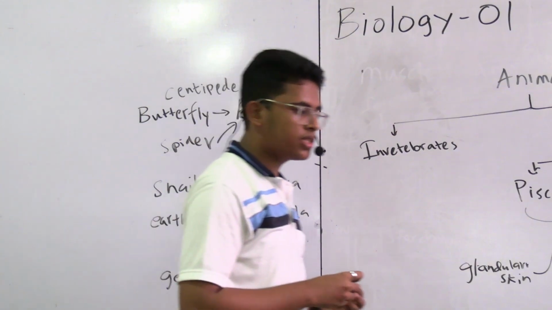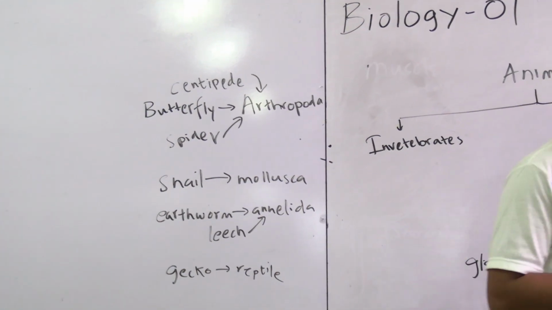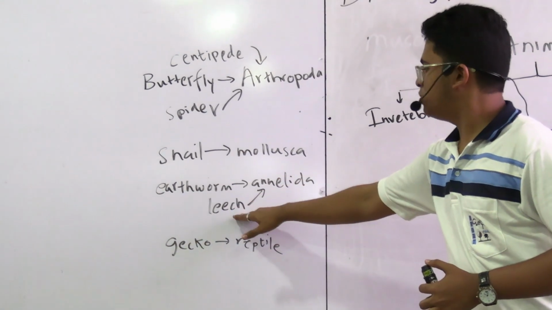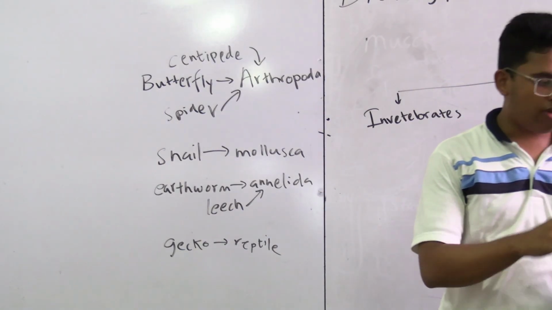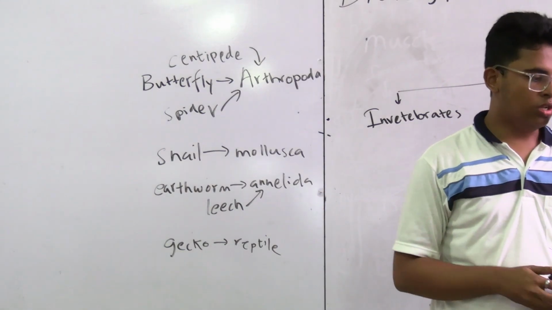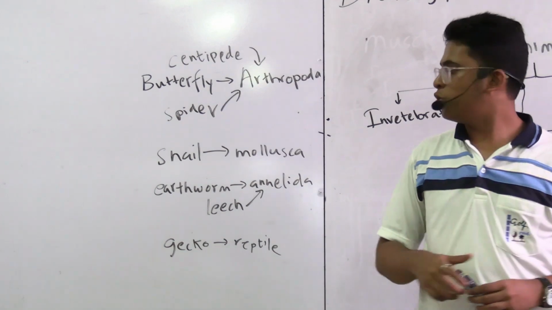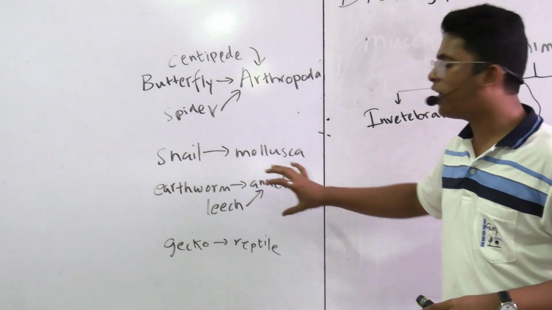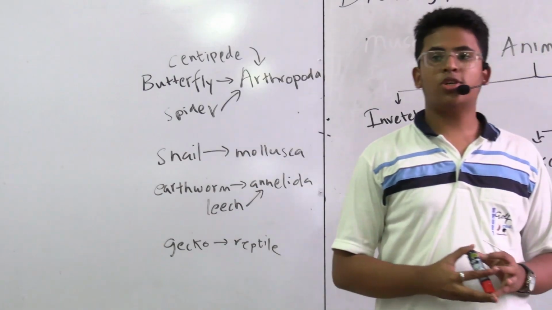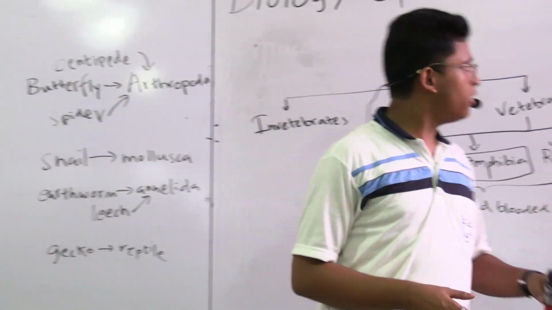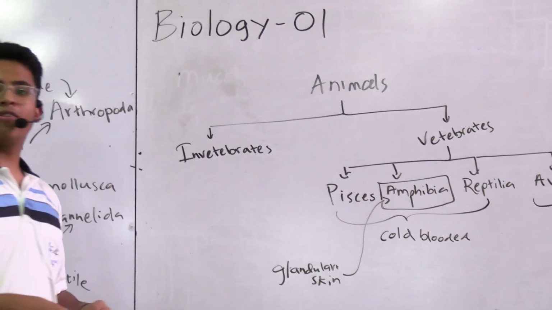So in the question they are asking phylum Annelida. So we know earthworm and leech belong to phylum Annelida, and so the answer is there are altogether 3 organisms belonging to phylum Annelida. Okay, so that was the discussion on the biology 1 question sheet that was given to you.